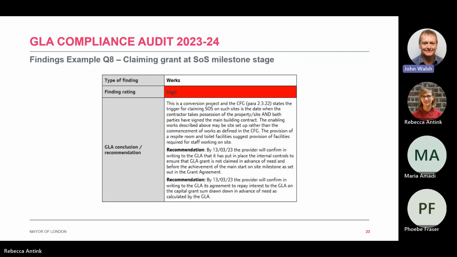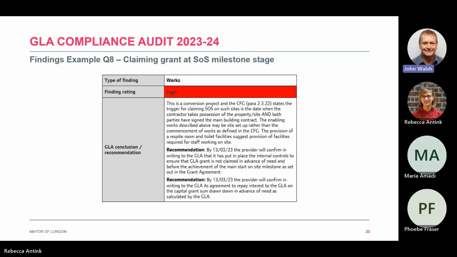this is one example of, again, a finding that's not untypical for us to see in the audit report. It relates to question 8, and it's about claiming the grant at start on site milestone stage. You can see from this instance that the GLA has awarded a high level breach to this particular item on this specific scheme, and these are the GLA conclusion comments from having assessed the finding from the auditor.